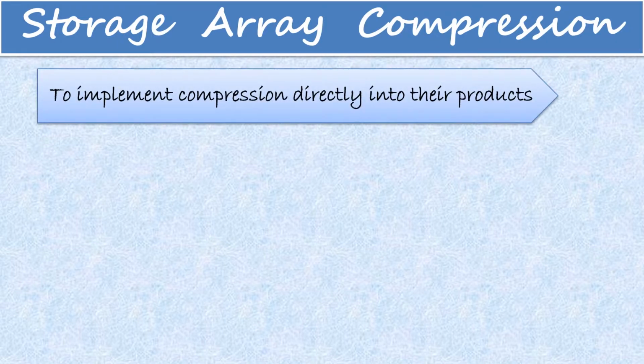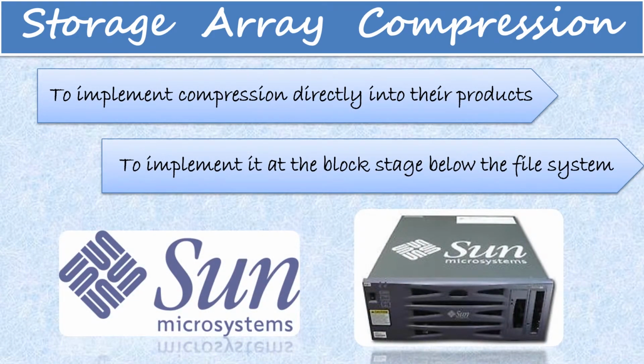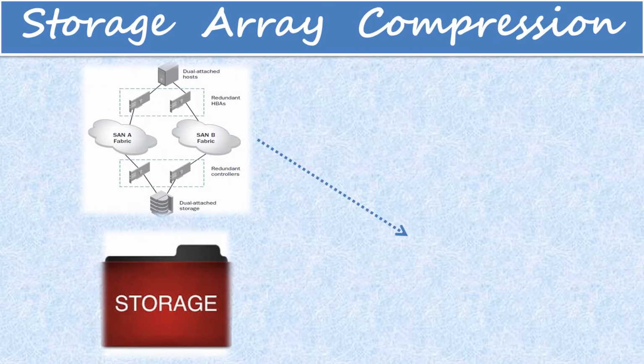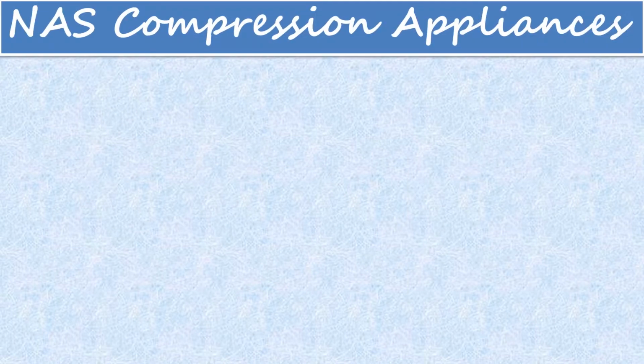Next is storage array compression. Storage vendors have been deliberate to implement compression directly into their products because it is technically difficult to implement it at the block stage below the file system. Sun Microsystems did just that when it integrated the server, Sun Fabric, and storage into a single system, the Sunfire X4500.